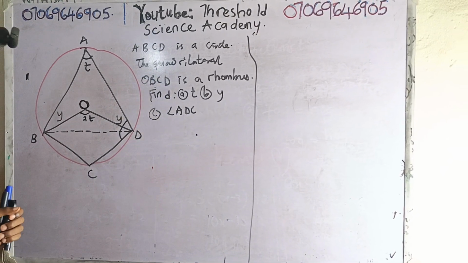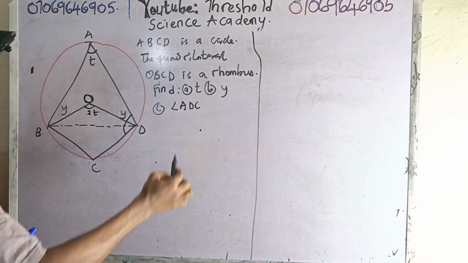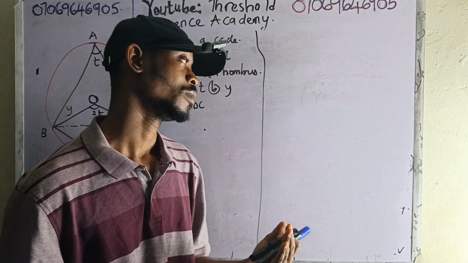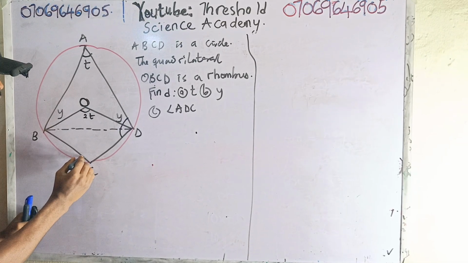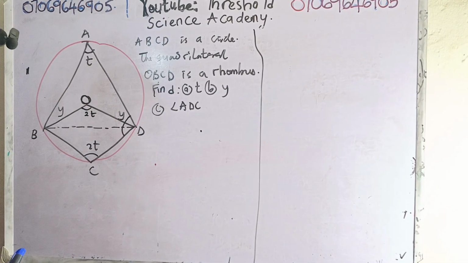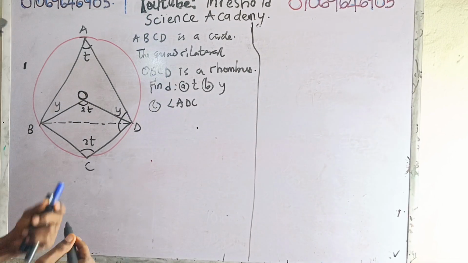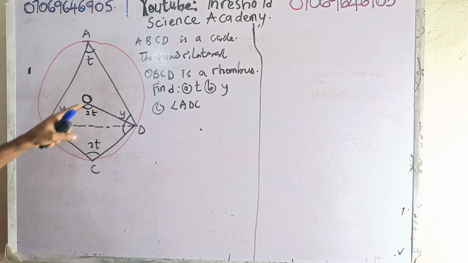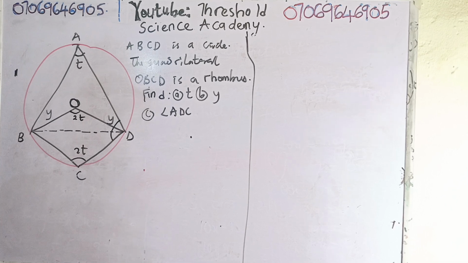And then another thing: they've already told us that the quadrilateral OBCD is a rhombus. One thing about rhombuses is that their opposite angles are always equal. So if this is 2T, it is safe to say that this is also going to be 2T. That's another theorem we can use. So if this is 2T and this is 2T, definitely this is also going to be T.